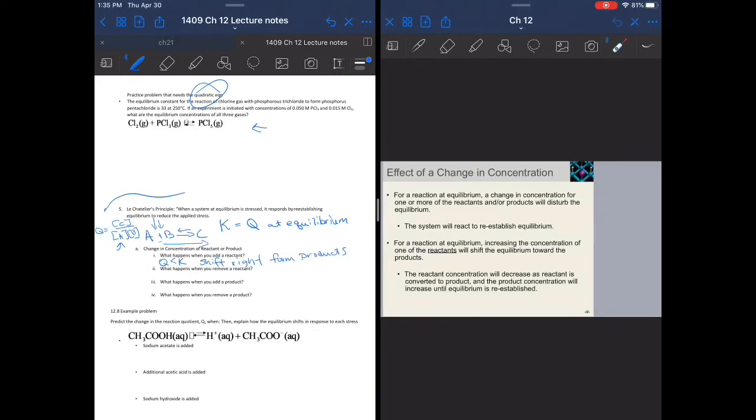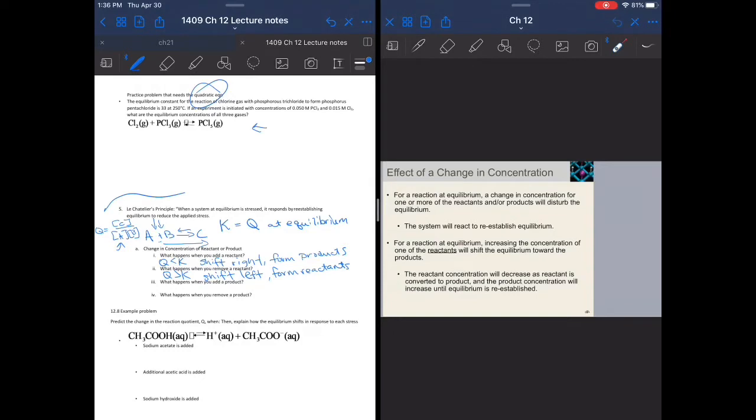What happens if you remove a reactant? If you remove a reactant, you're making that denominator smaller, and Q is going to be bigger than K, and you're going to see a shift left. You're going to form more reactants. So if you take reactants out, that equilibrium will shift to the left.